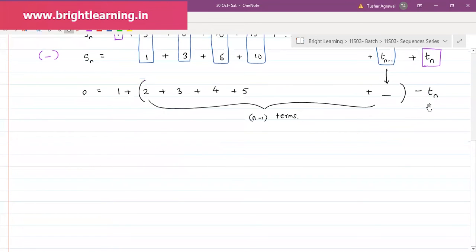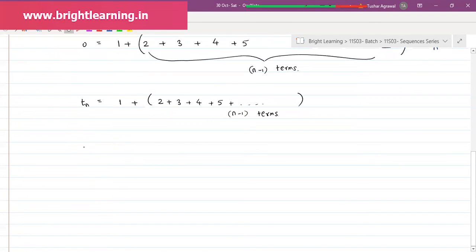Yes or no? So Tn, I just bring this Tn on the LHS. Tn will be equal to 1 plus this sum of this arithmetic progression: 2 plus 3 plus 4 plus 5 plus so on up to n minus 1 terms in total. So how do you calculate it?